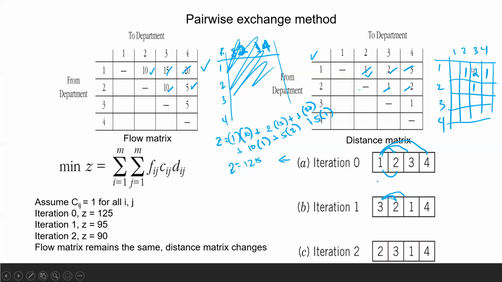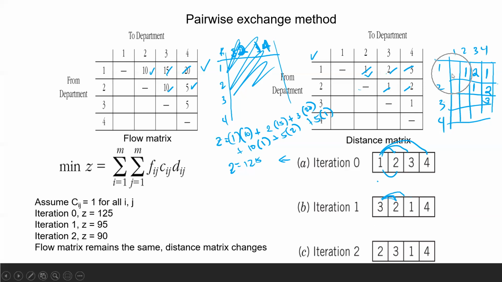Nakuha ba yun or hindi? Okay, dito na tayo sa 2. 2 to 4. Gaano kalayo yung 2 to 4? 2. Ngayon, 3 to 4. 3.